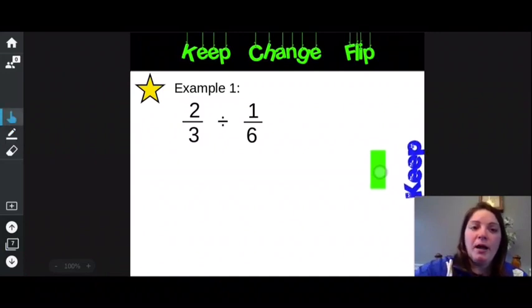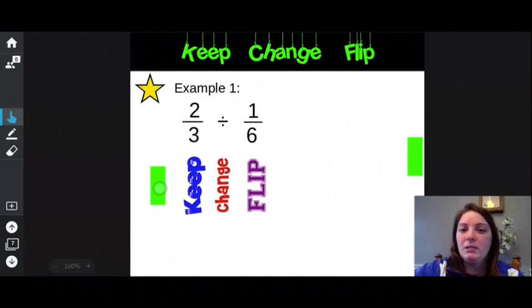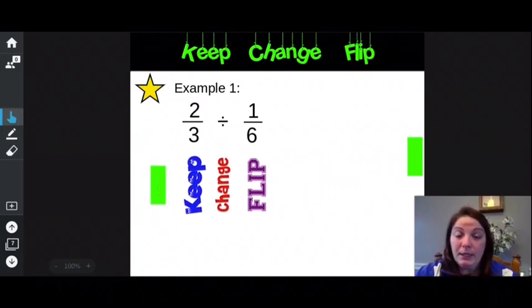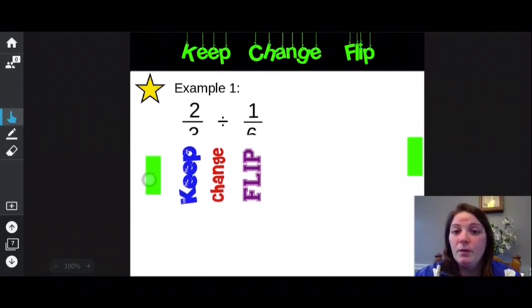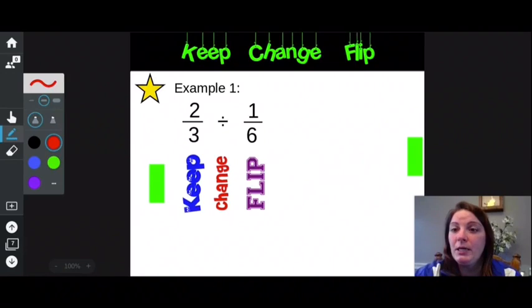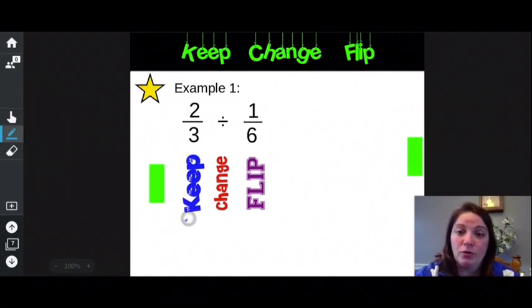If we apply our 3 steps, keep, change, flip, this is what happens. So we need to keep the first fraction the same. That means the first fraction, 2/3, stays as 2/3. We don't do anything special to it. It's still first and it's exactly the same.